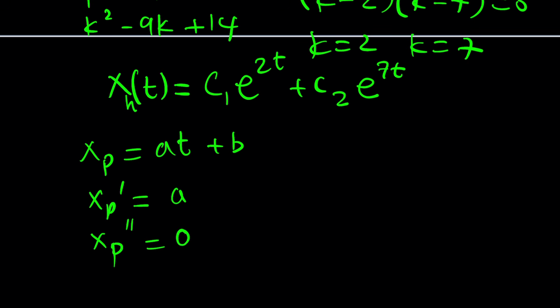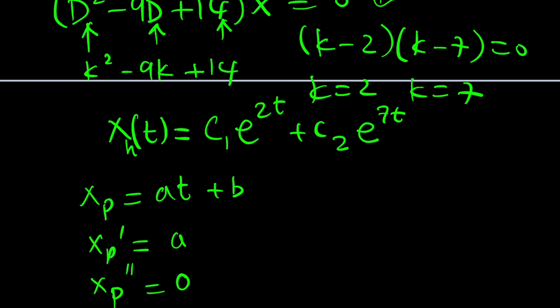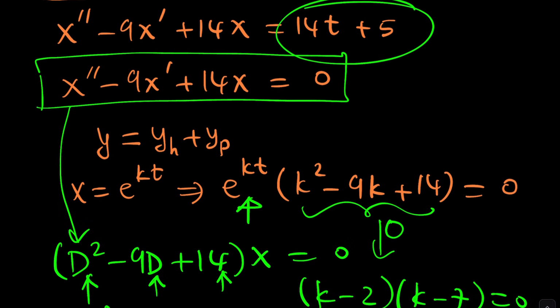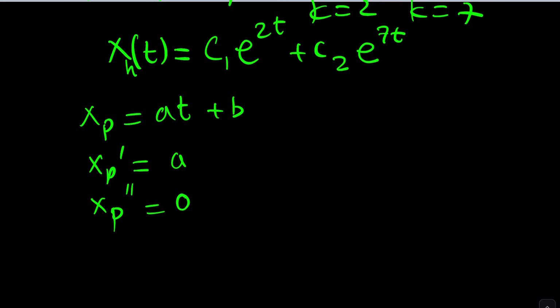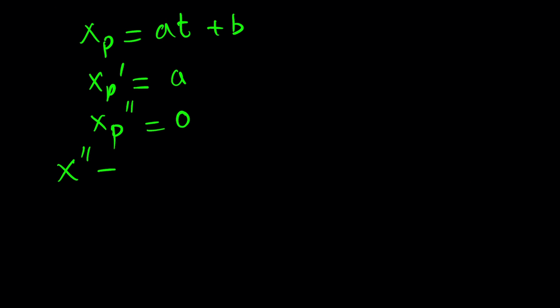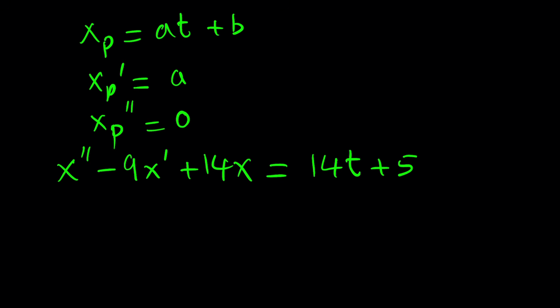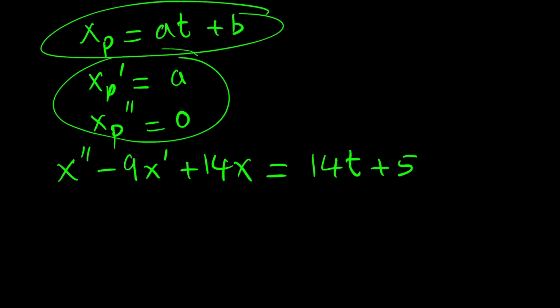Of course, I want to plug it into my equation, which is the non-homogeneous case. Let me rewrite it: x double prime minus 9x prime plus 14x is equal to, what was the right-hand side? 14t plus 5. Now I'm going to plug these in. I also have x, so I have to use this as well. x double prime is going to be 0, minus 9 times a, plus 14 times x. x is going to be at plus b.